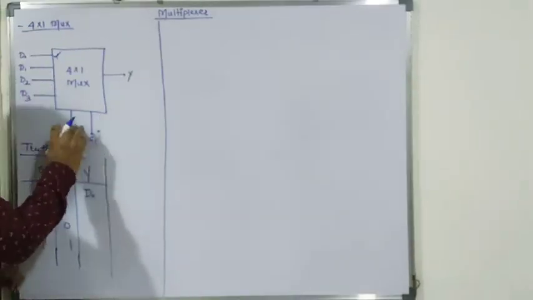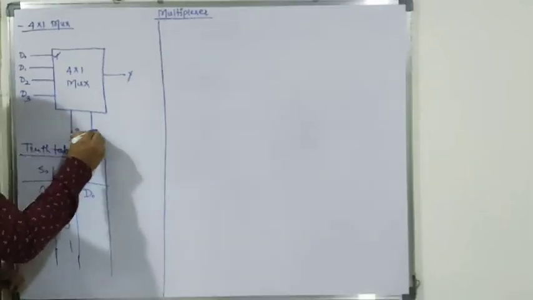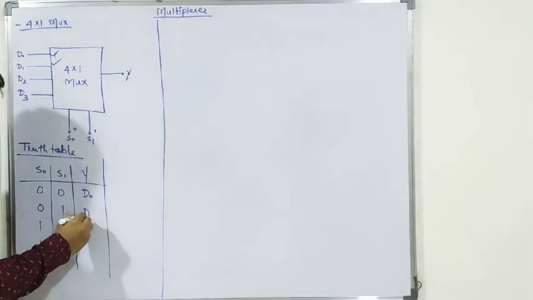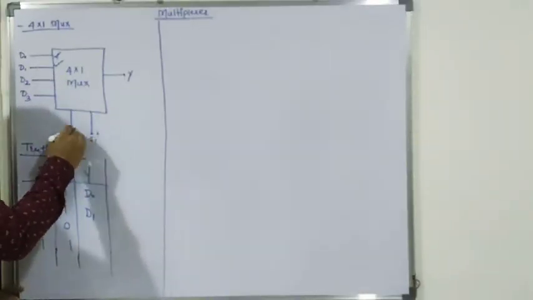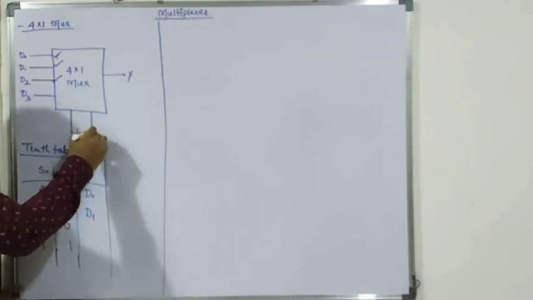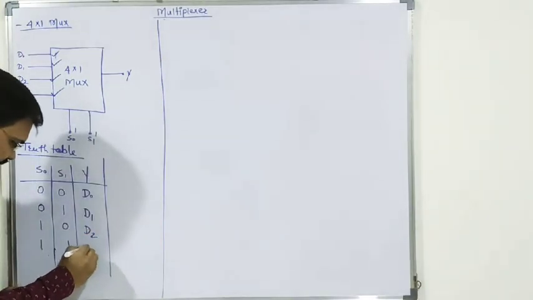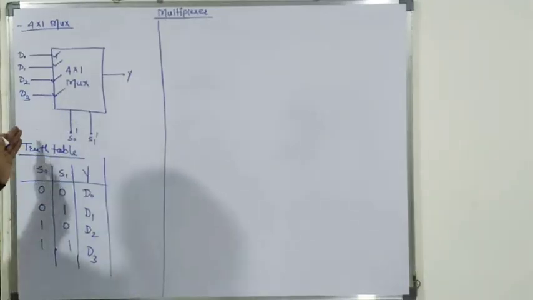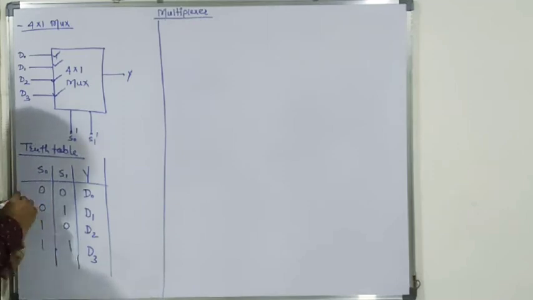Okay. Next, when S0 and S1 are 0 and 1, here D1 is to be selected. So here the term is D1, and the same for 1, 0: D2, and for 1, 1 it is going to be D3. So in this way, the truth table has S0, S1, and Y. So here we get the output in this way.